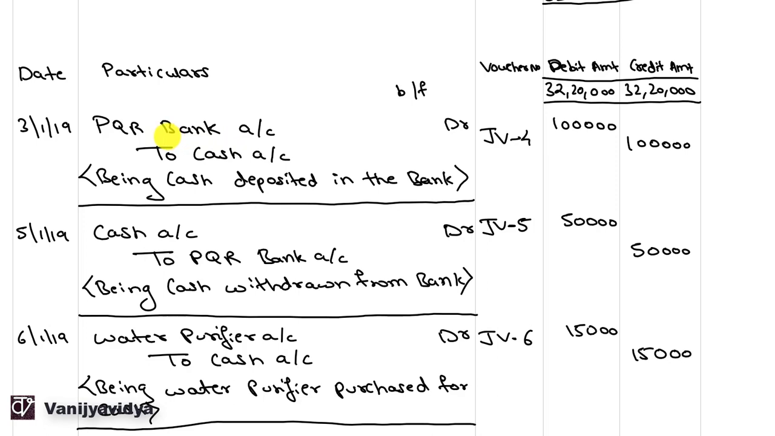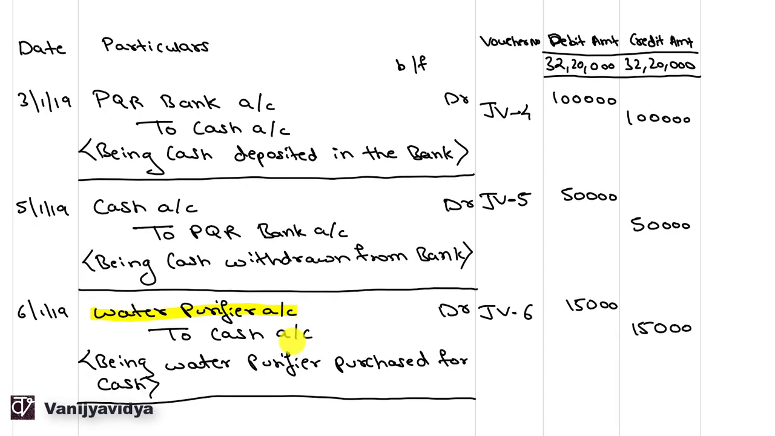Now let's move on further. Again, JV4 we have PQR bank account and cash account, no new ledger account. Then JV5 also same accounts. JV6 water purifier account and cash account. So there is a water purifier account. Now let's move on.